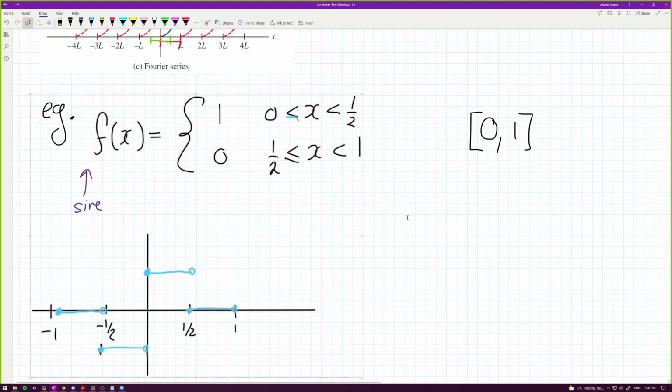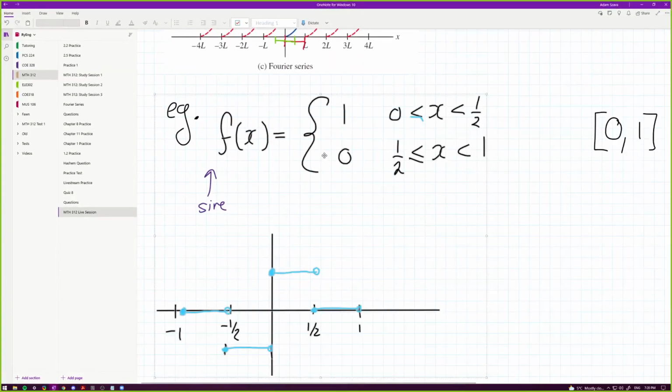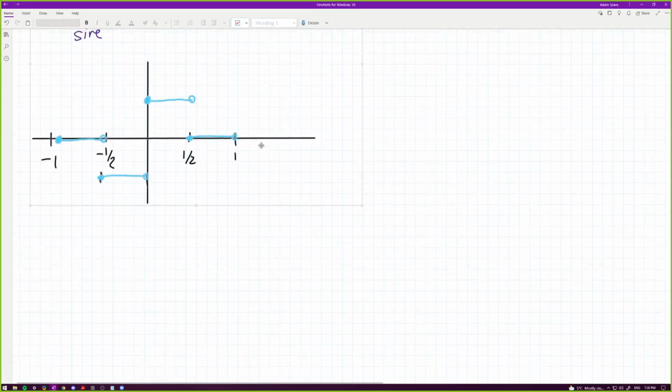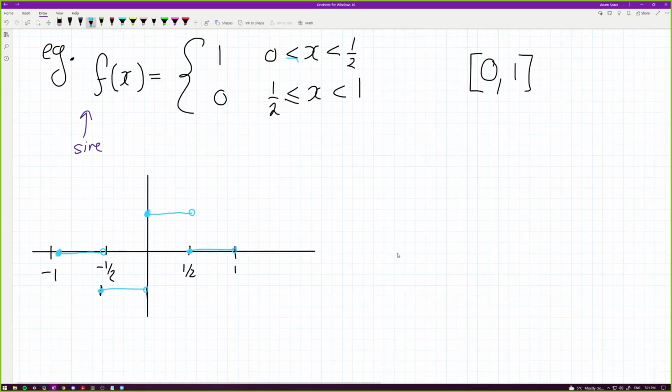Sorry, OneNote's being weird, as always. Let's see, can I open up a new OneNote? Just open this up. There. Better? I think that's good. Now it's not going to be weird. Sometimes OneNote just needs to be restarted.